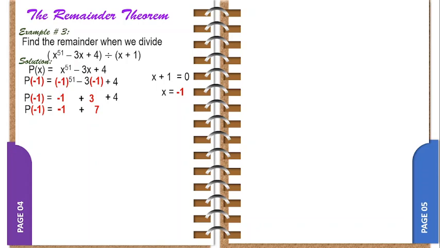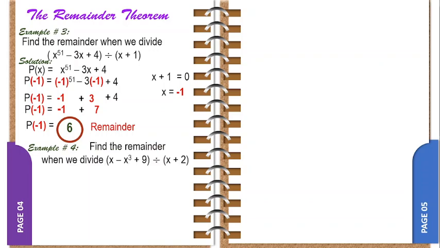In order to add two numbers with unlike signs, just get the difference of the two absolute values, that is positive 6, and get the sign of the higher number. The larger number is positive 7. So we affix the sign of the higher number to our difference. That's why the answer is positive 6. Positive 6 is the value of the polynomial using the remainder theorem, and at the same time, this is also the remainder.